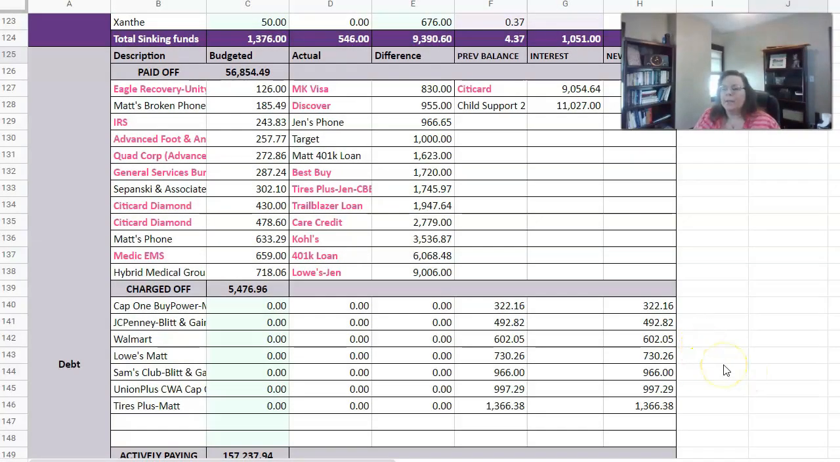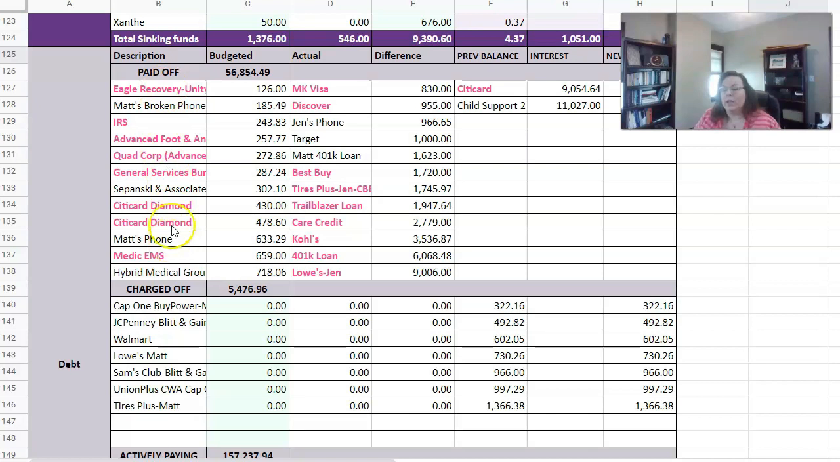All right, next up is our debt section, and we have so many debts that we literally have to have it broken down into subsections just so it's easier to keep track of. So we have our paid off section, and that includes 26 debts that have been paid off in full, 100%. We don't have to deal with them anymore, and that total comes to $56,854.